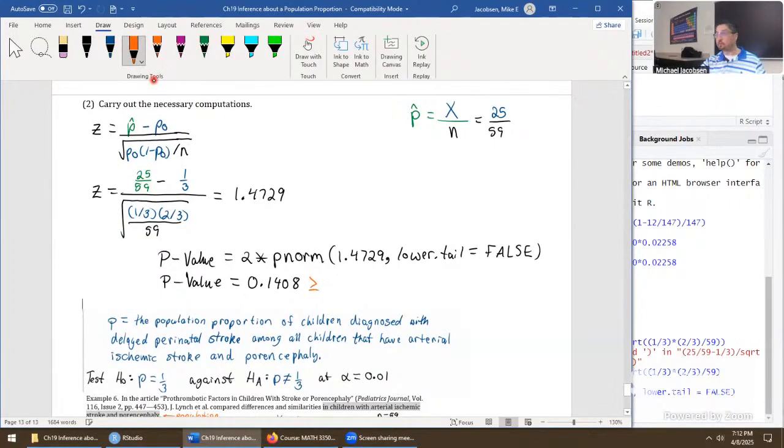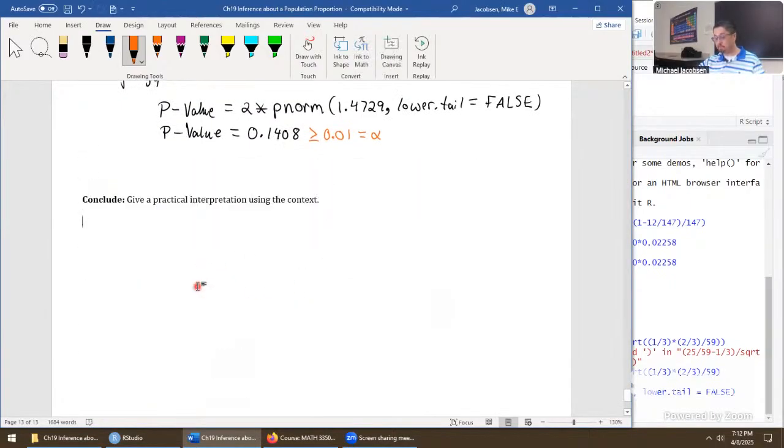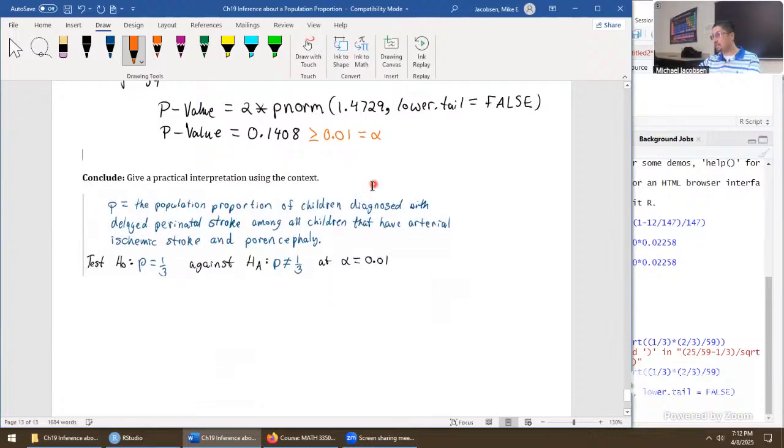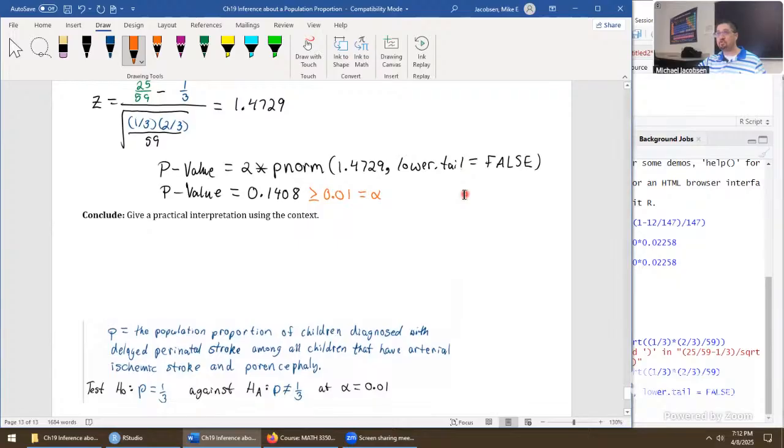This is bigger than or equal to 0.01. This is the condition at which we fail to reject the null hypothesis: greater than or equal to significance level alpha, which informs us on how to conclude the whole entire problem. Looks like what we really spent the most time on was setting it up, checking conditions. This phase of the process took us about 2 or 3 minutes, it looks like, by the clock.